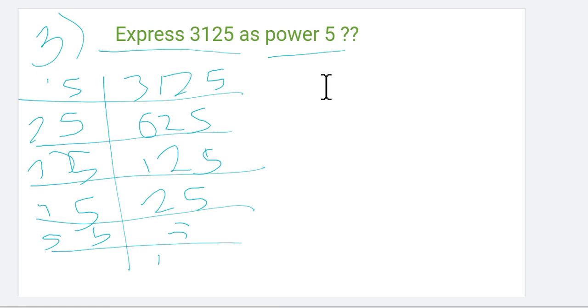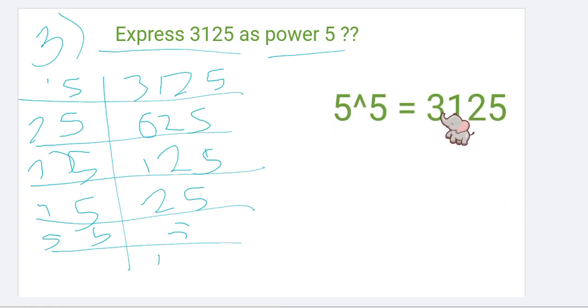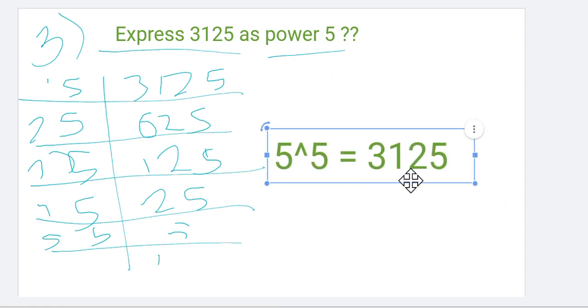So the answer becomes what? 5 to the power 5 is equal to 3125. This is our final answer. Whenever you are doing this, please do show the prime factorization working.